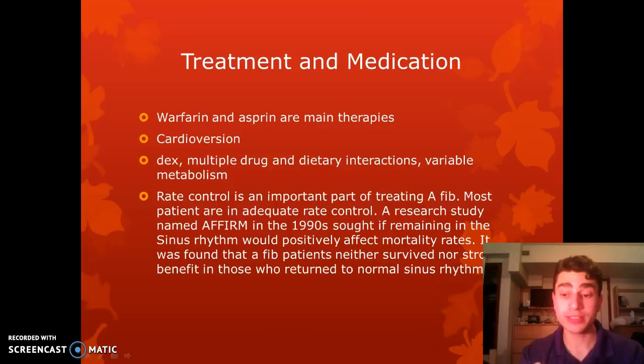Another very popular procedure is cardioversion, where the surgeon will surgically implant electrodes into the heart and shock it to go from that atrial fibrillation into a normal sinus rhythm. They try to stay away from dietary substances because they can have a variable effect on metabolism, so they're not normally prescribed. But the biggest concern in AFib is rate control, where we want to make sure the heart rate doesn't get too high, which can cause all kinds of mortality rates and issues.